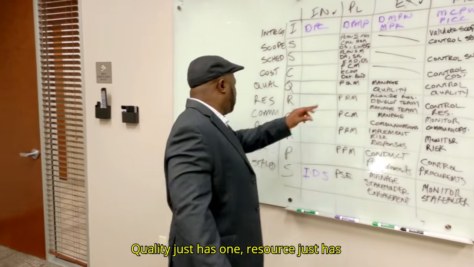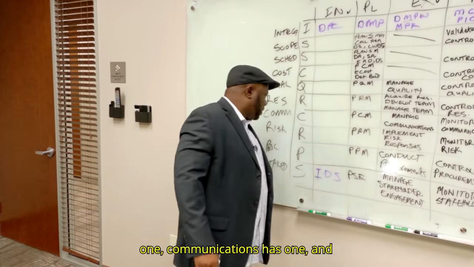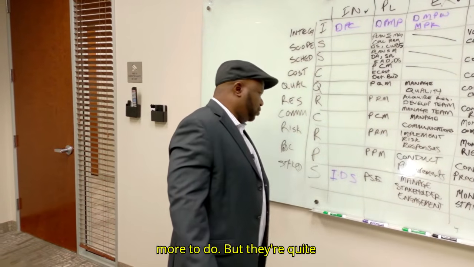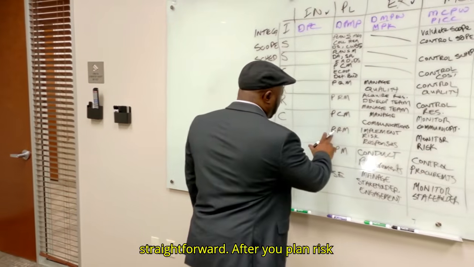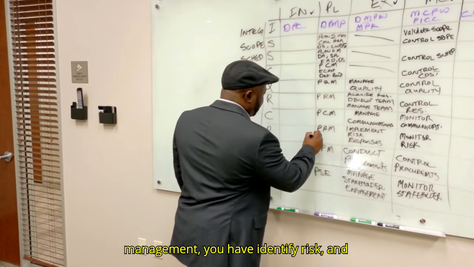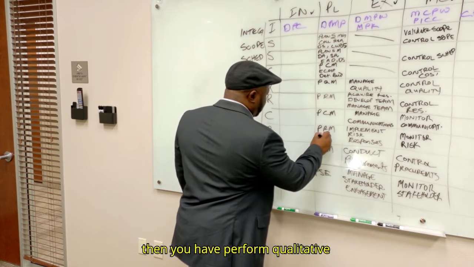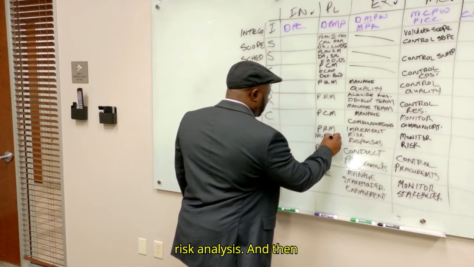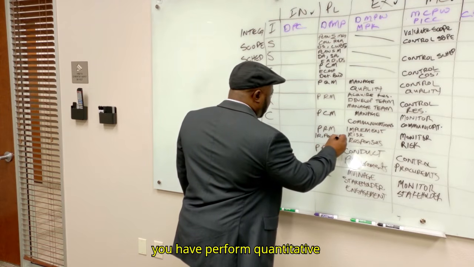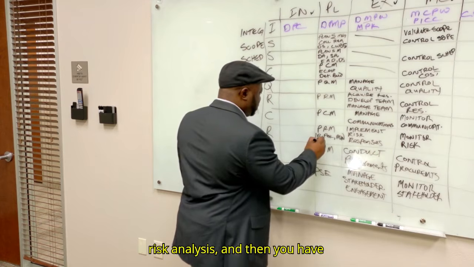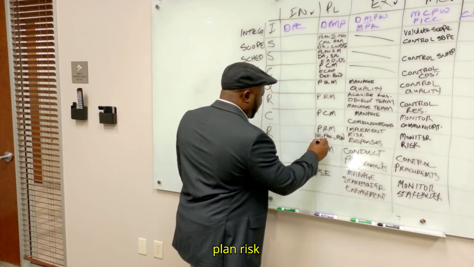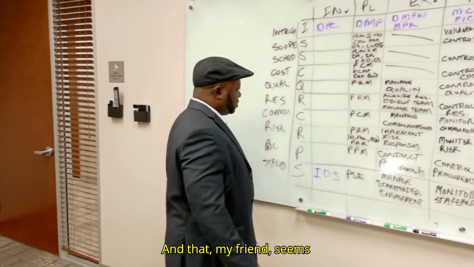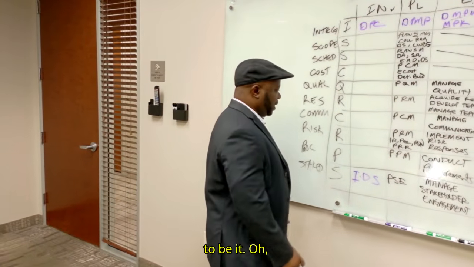Quality just has 1, resource just has 1, communications has 1, and risk, oh my goodness, we have 4 more to do. But they're quite straightforward. So after you plan risk management, you have identify risk, and then you have perform qualitative risk analysis, okay? And then you have perform quantitative risk analysis, and then you have plan risk responses. And that, my friend, seems to be it.